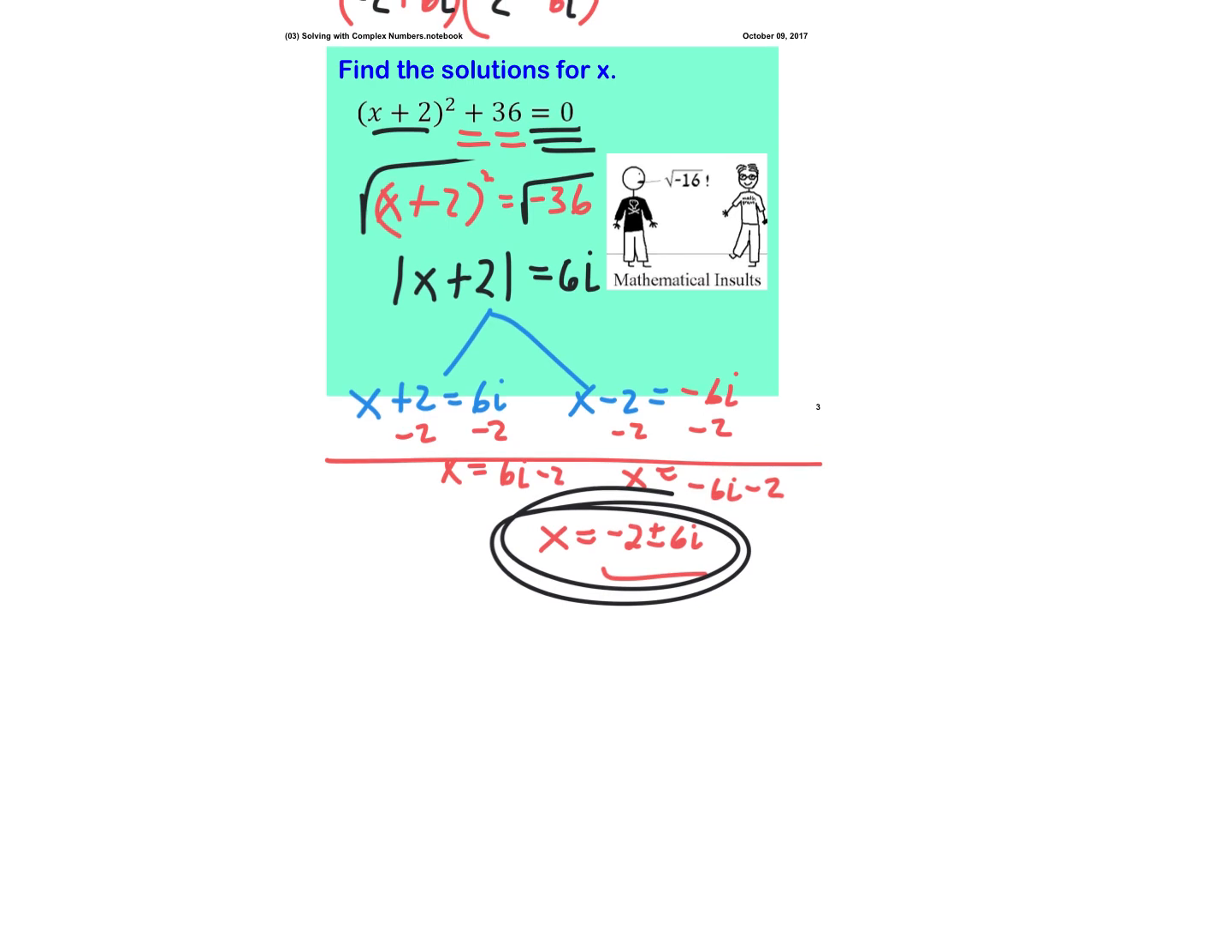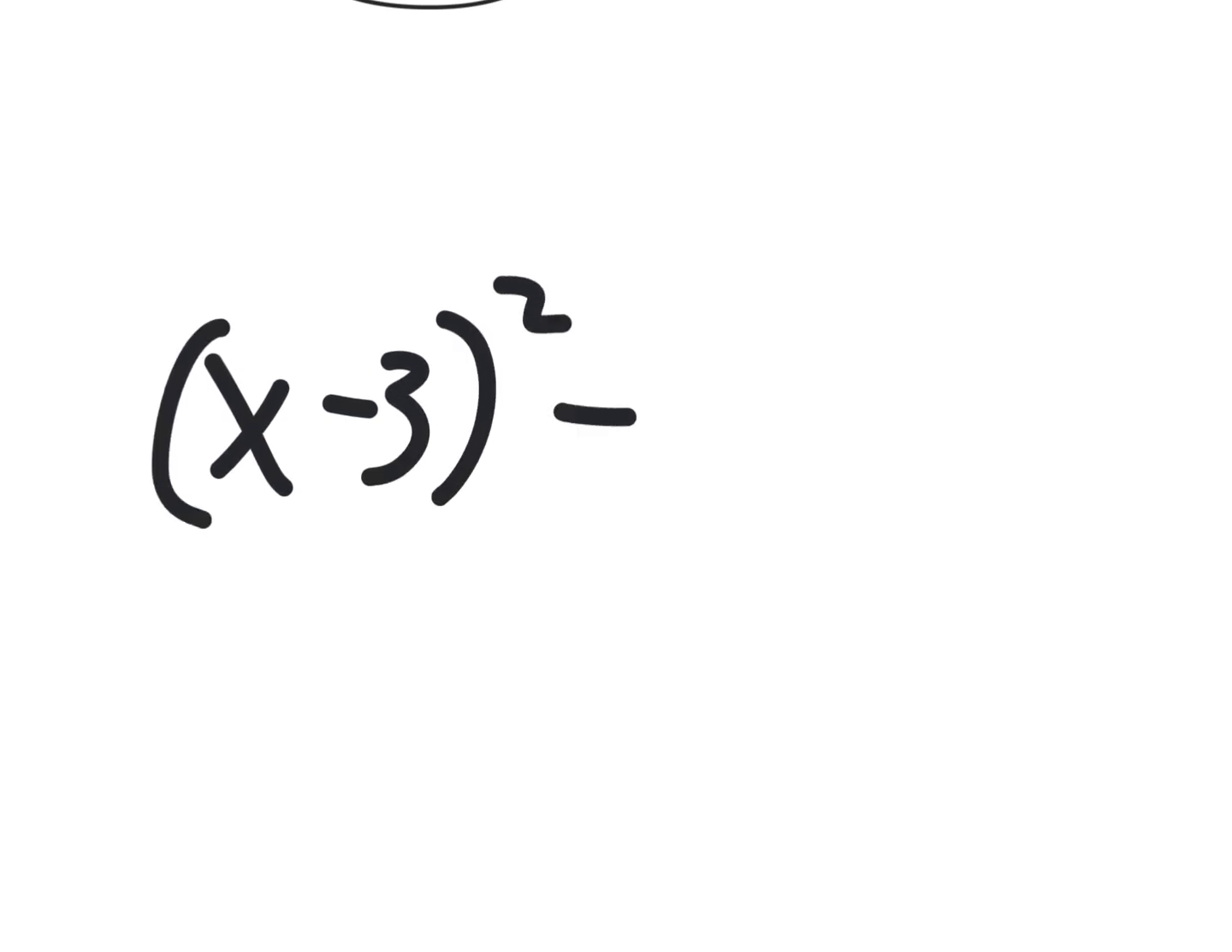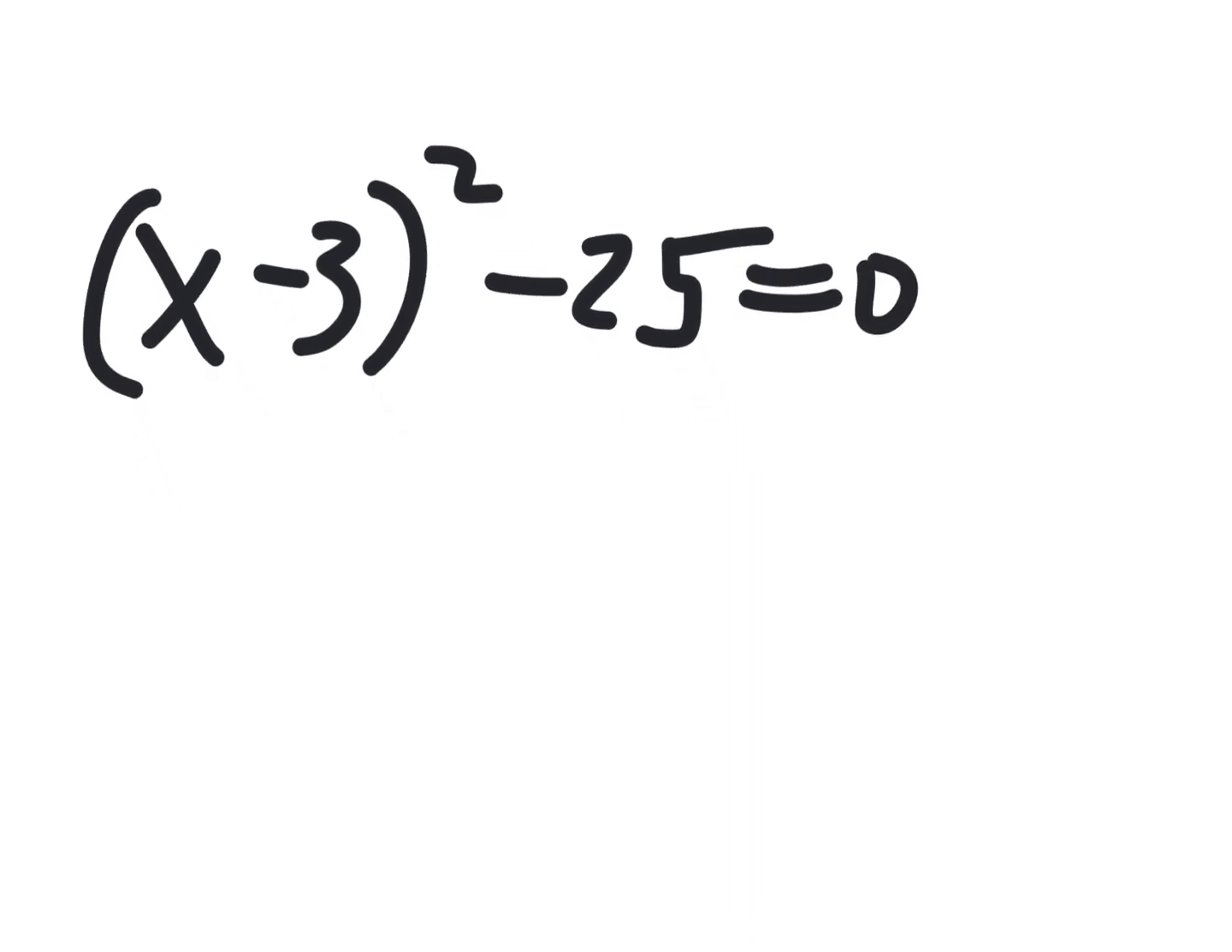All right, I think we should do one more like that. You ready? x minus 3 quantity squared minus 25 is equal to 0. Solve. Wait, I'm wrong. Plus 25. Sorry. Solve. Hint: you're probably going to have to solve for x the normal way by subtracting something from both sides first.